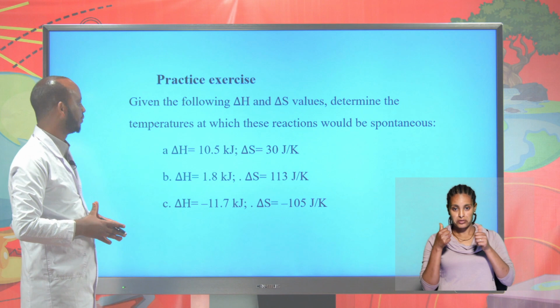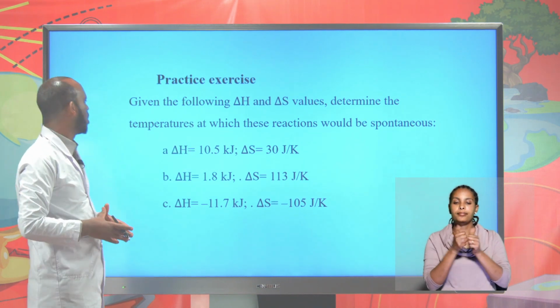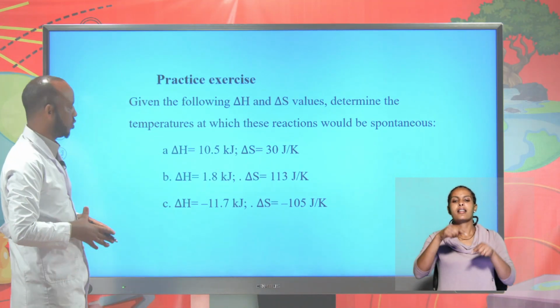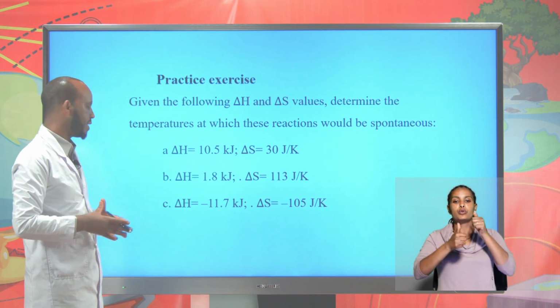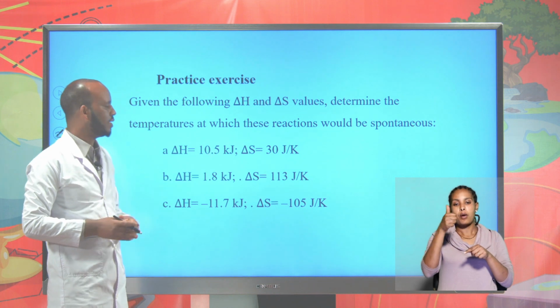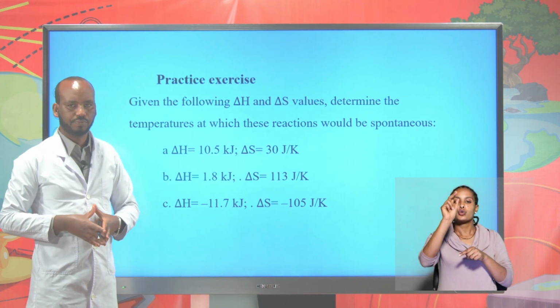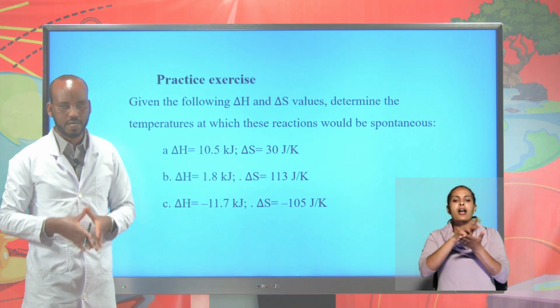Good. Let us do together. Given the following delta H and delta S values, determine the temperature at which these reactions would be spontaneous. A, delta H equals 10.5 kilojoule, delta S equals 13 joule per Kelvin. For what temperature would this reaction be spontaneous?